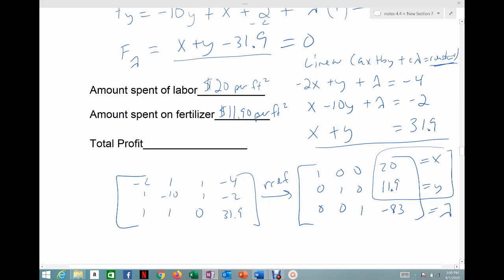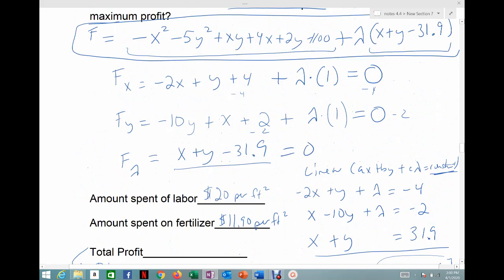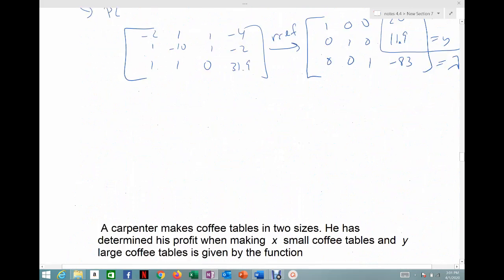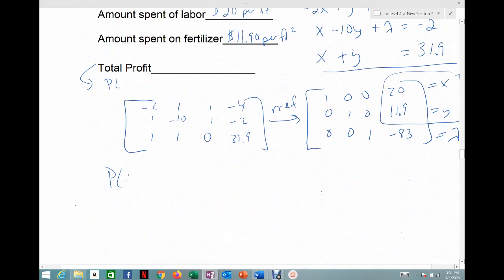Alright, then the profit. Well, the profit is I go back to my original profit equation. So I go back up here, my original profit equation, and plug in my value. So again, I take my profit equation, plug in 20 for x, 11.9 for y, and so again, you plug it in. Just make sure you're really careful. I'm going to assume you guys can plug it in. You should always double check me though, because sometimes I mistype a negative or mistype it in, so always a good rule of thumb to double check my numbers.